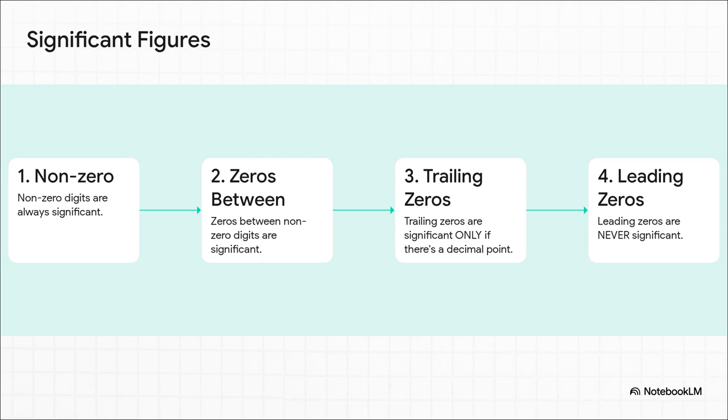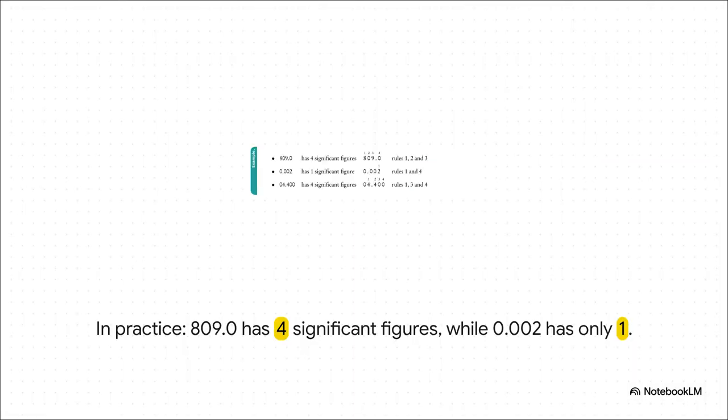Now, let's talk about something that trips up a lot of students: significant figures. Look, this isn't just about rounding your numbers. It's really about being honest. The number of sig figs you use tells everyone who reads your work how precise your measurement actually was. So it is absolutely crucial that you follow these 4 rules to the letter. Let's see these rules in action. In the number 809.0, that 0 at the end is significant, and that's because there's a decimal point. It tells us we measured all the way to that 10th of a unit. So that's 4 sig figs.